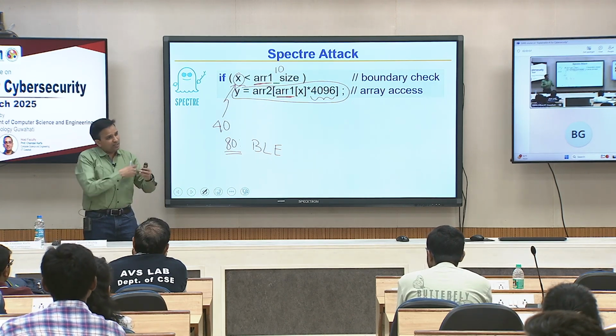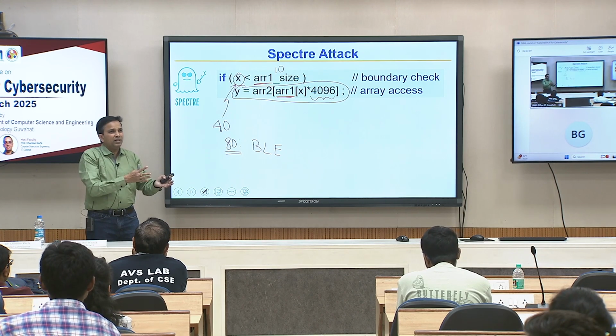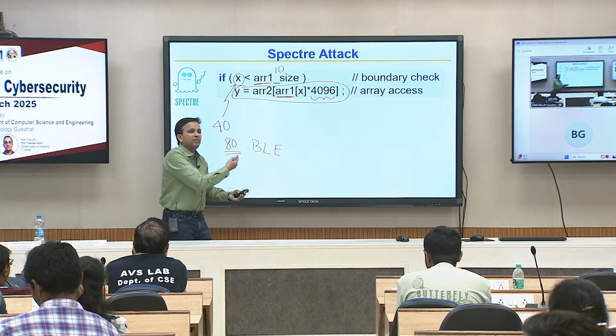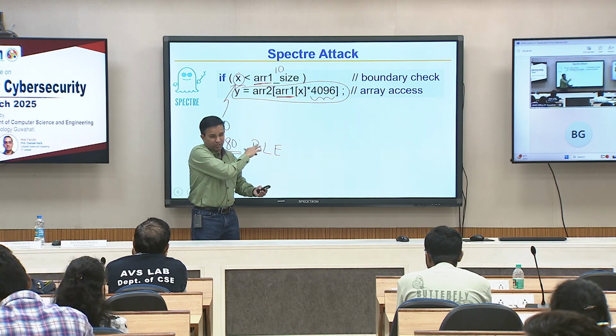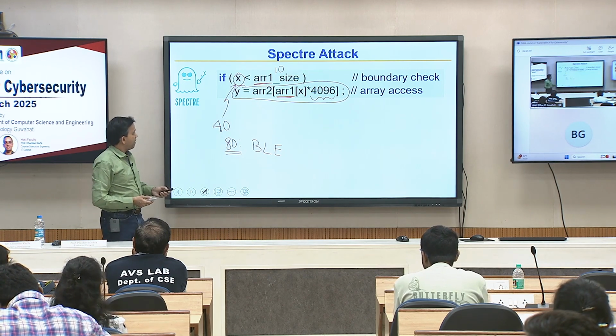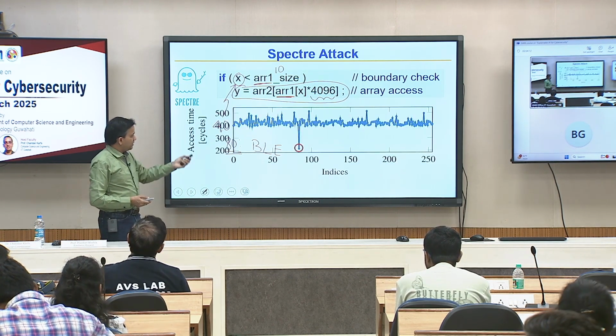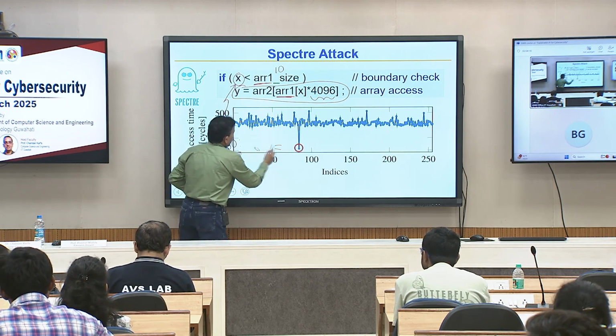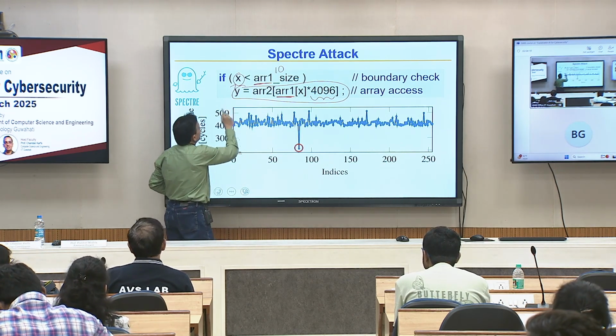So, everybody begins with whichever way they begin. Meltdown begins with out of order execution, Spectre begins with branch misprediction, or whichever way you look at it, but the end result is a cache timing attack. Any question? So, the end result is the same cache timing attack.